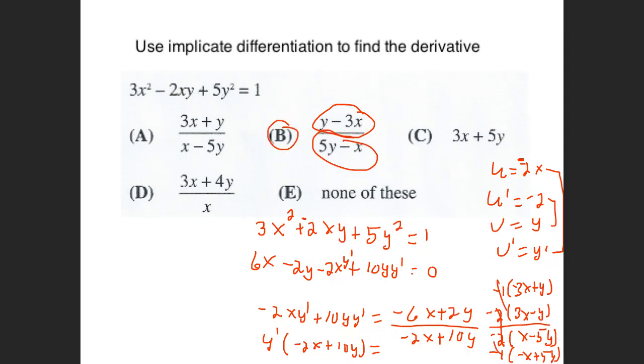So I'm going to say my answer is B on that one. Kind of crazy with all the negative signs there. You just have to be really careful with those negative signs, and that'll cause some problems.